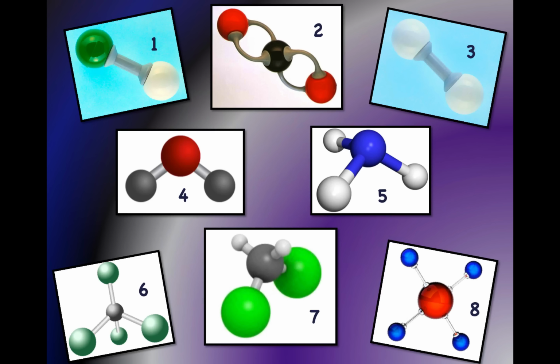A partial negative charge exists on the chlorine atom, and a partial positive charge exists on the hydrogen atom. Now let's skip over to number 3. Figure 3 represents a molecule of hydrogen, H2. The bond between 2 hydrogen atoms is going to be nonpolar covalent. This molecule is linear and it's symmetrical. As such, that is a nonpolar molecule.